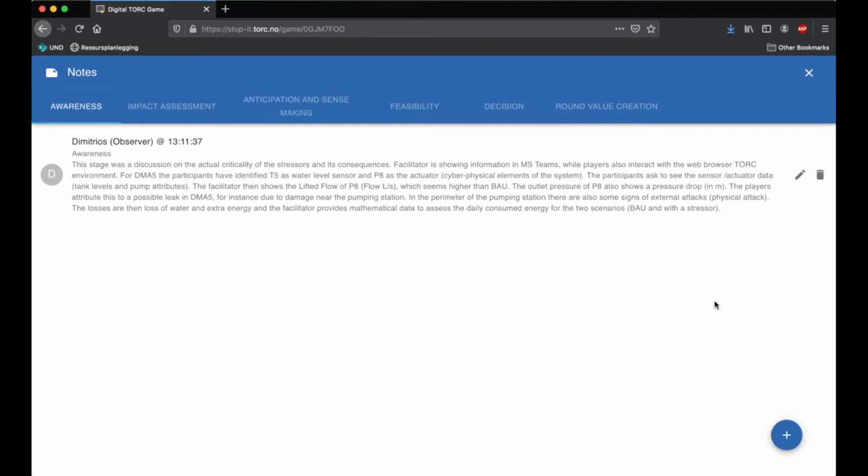Okay, yes, there was a discussion on the actual criticality. Facilitator is showing information. Yes, which seems higher than business as usual. The outlet pressure of pump 8 also shows a pressure drop. The players attribute this to a possible leak in DMA5, for instance, to a damage. Yes. In the perimeter of the pumping station, there are also some signs of external attack.